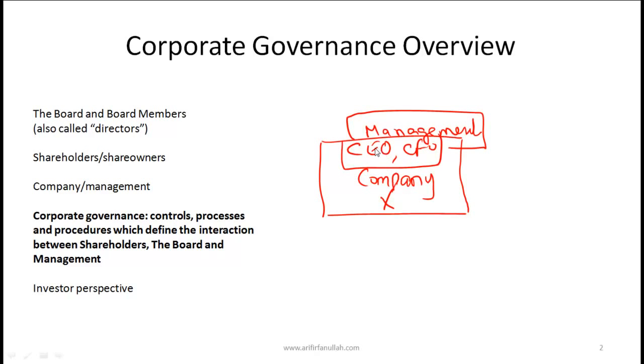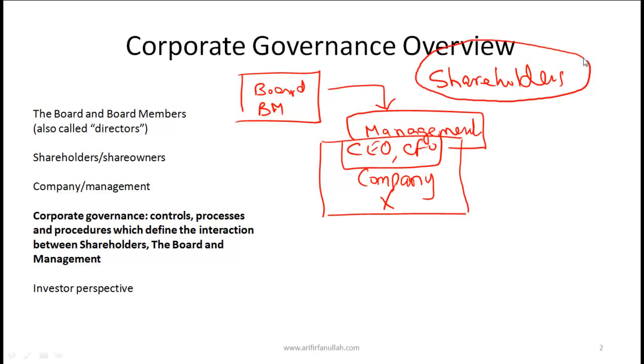We then also have the board. So the board is made up of board members, and we'll talk about this in more detail. But the objective of the board is to oversee the management and make sure that the management is running the company in the best interest of the share owners or shareholders.